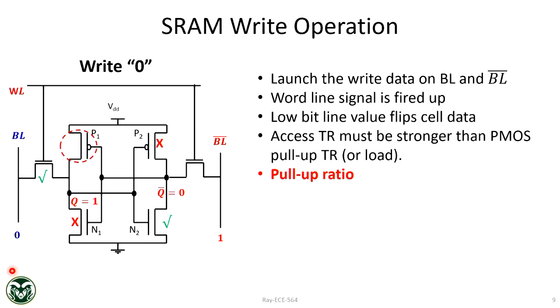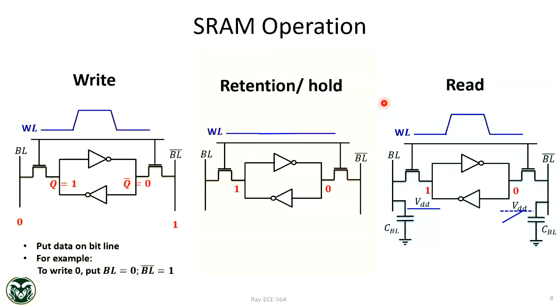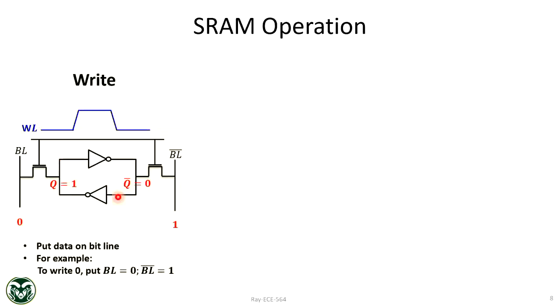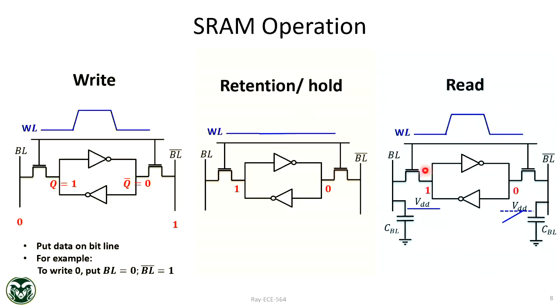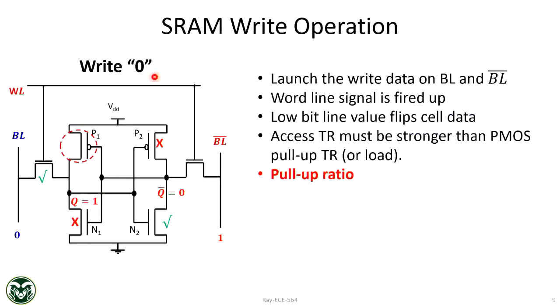So that's the computation during write. And that sizing ratio is called pull-up ratio, is defined as, oops, sorry. So yeah, this is the process. Let me see if I missed anything. Yeah, so this is where we are. This is the write operation. We'll talk about hold operation next, and then finally we'll finish the lecture with the read operation, okay? So let's look at the write.